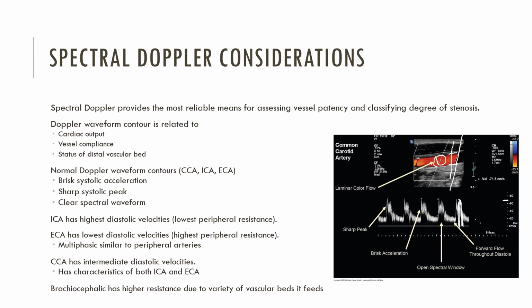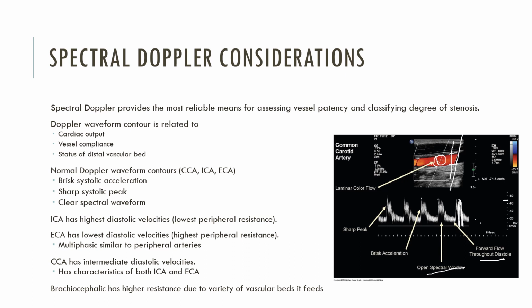So the technologist is doing pretty much everything right here. We've got a good spectral window. We've got forward flow throughout diastole, indicating that there's minimal resistance up ahead. We have a good systolic upstroke, indicating that when that heart pumps, that blood's got somewhere to go and it's getting there fast.